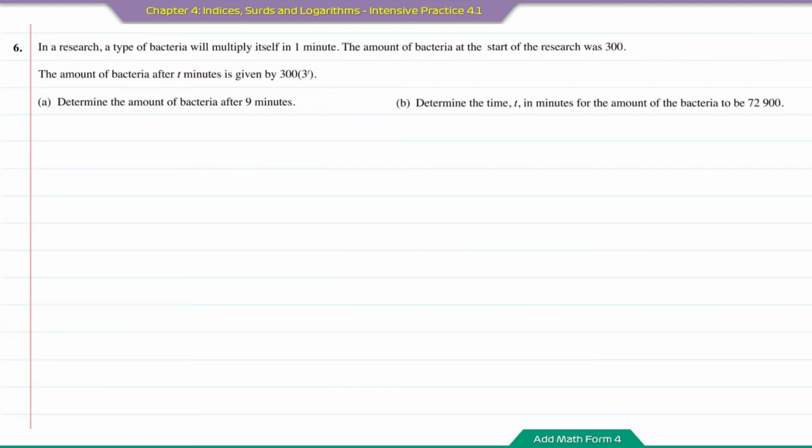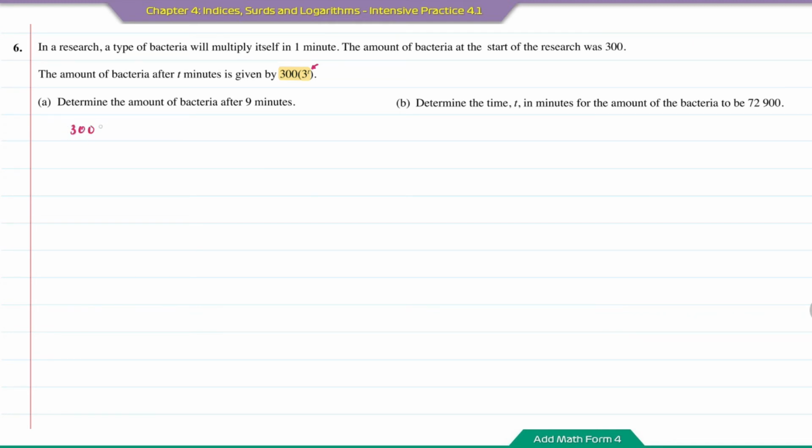Question number 6. In research, a type of bacteria will multiply itself in 1 minute. The amount of bacteria at the start of the research was 300. The amount of bacteria after t minutes is given by 300 times 3 to the power of t. So A, determine the amount of bacteria after 9 minutes. So for question A, to find the amount of bacteria, we are going to substitute the t in the formula given here with number 9.